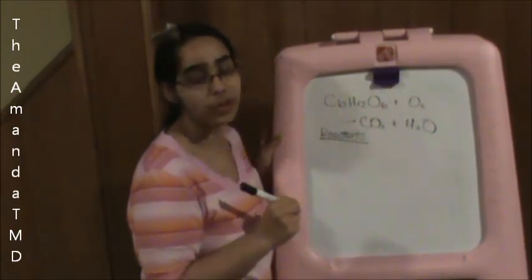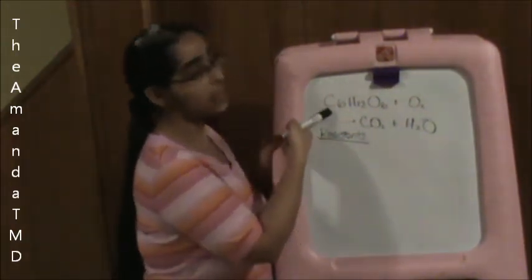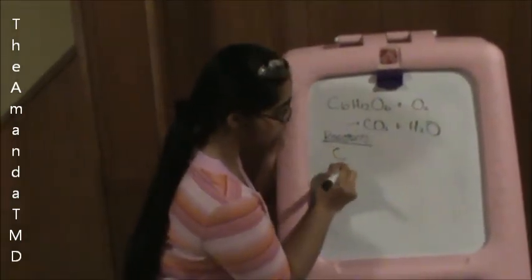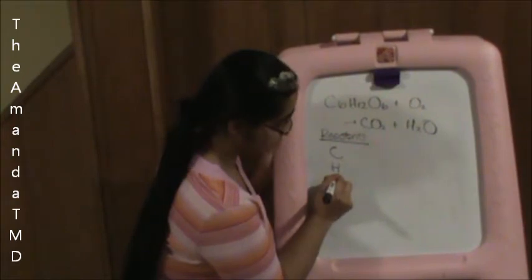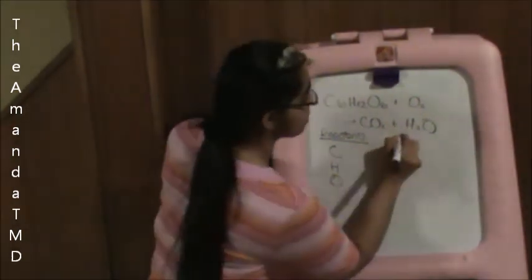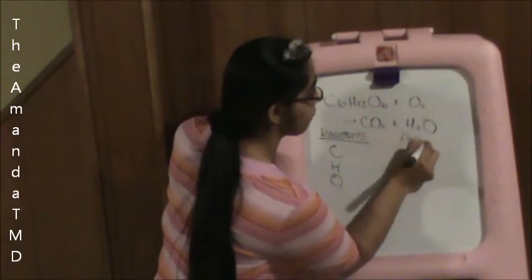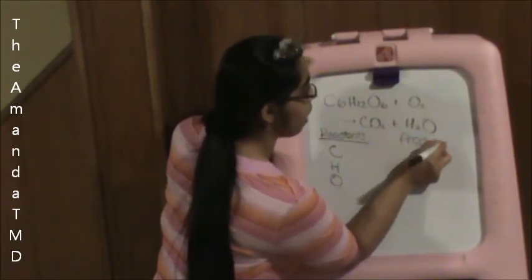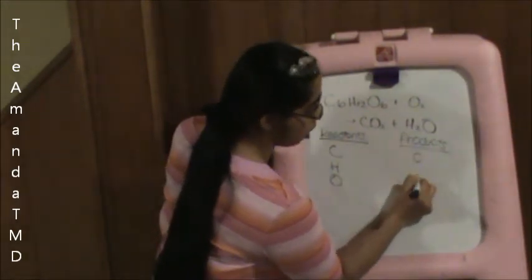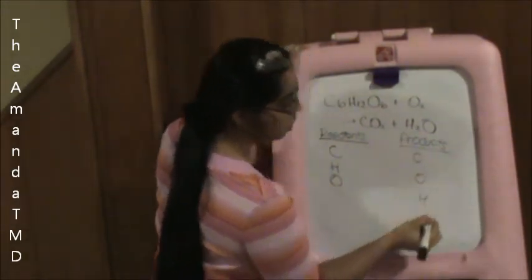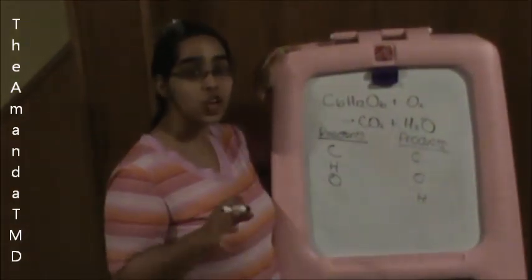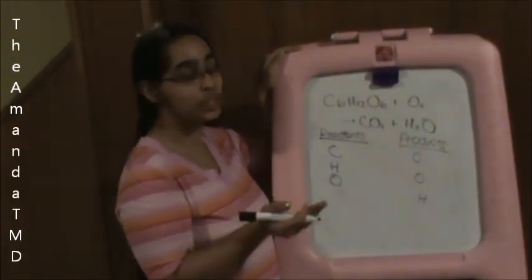Please don't mind the horrible writing. So on my reactant side, I have some carbons, some hydrogens, and some oxygens. Okay? And then on my product side, I have, once again, some carbons, oxygens, and hydrogens. Now this part is simple. You just have to count how many of each atom you have on either side of your equation.